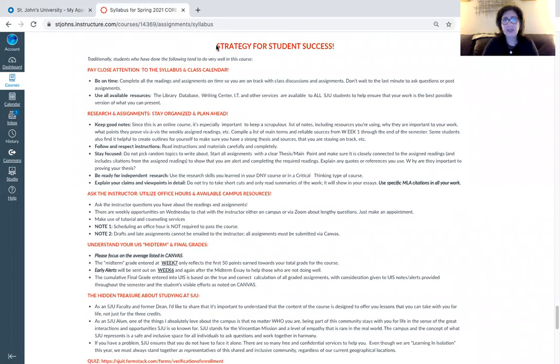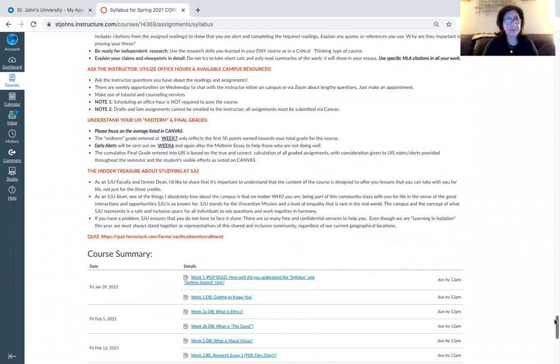Following this is a little summary of the strategy for success in the course. Make sure you pay close attention. Make sure that you do the research and assignments and stay organized. Make sure you're planning ahead. Ask the instructor, that's me. Ask the instructor ahead of time and use the office hours or available campus resources whenever you can.